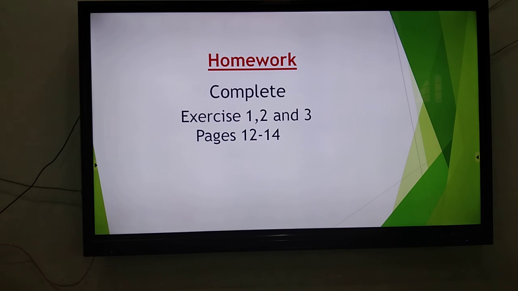Now our homework. Complete exercise 1, 2 and 3 on pages 12, 13 and 14.